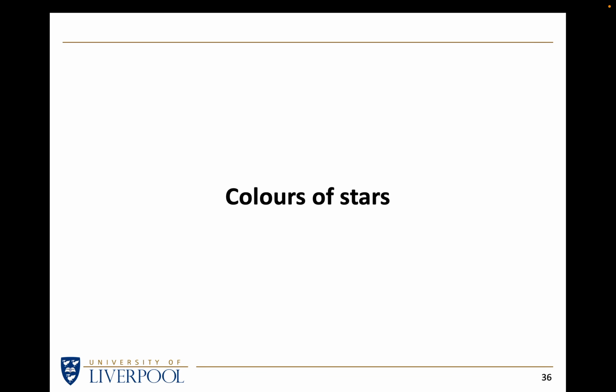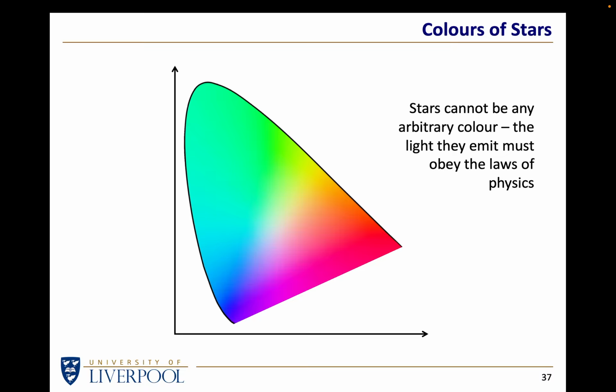Okay, so I've given you an introduction into what colors are and how humans perceive colors. So let's deal with the colors of stars. When we come back to this representation of all possible colors, we can ask ourselves, well, what colors of stars exist? If you plotted all the colors of the stars in the Milky Way, how would they be scattered over this particular diagram? Well, the answer is they wouldn't be scattered particularly, because every star has to obey the laws of physics. It's called blackbody radiation.